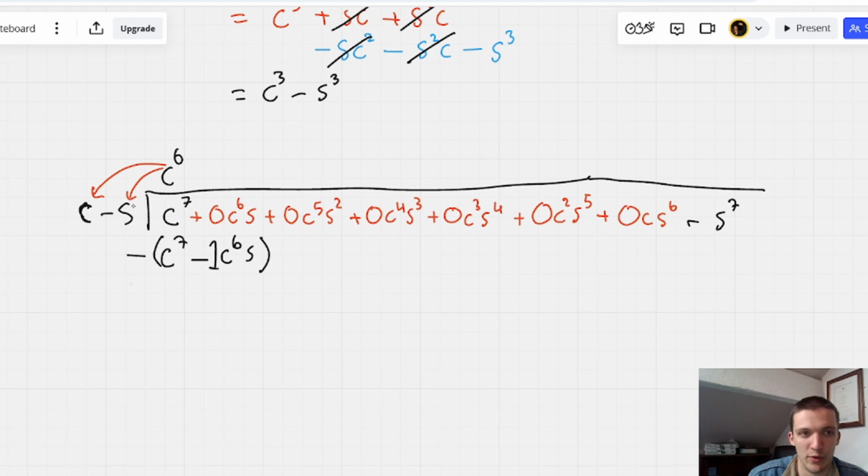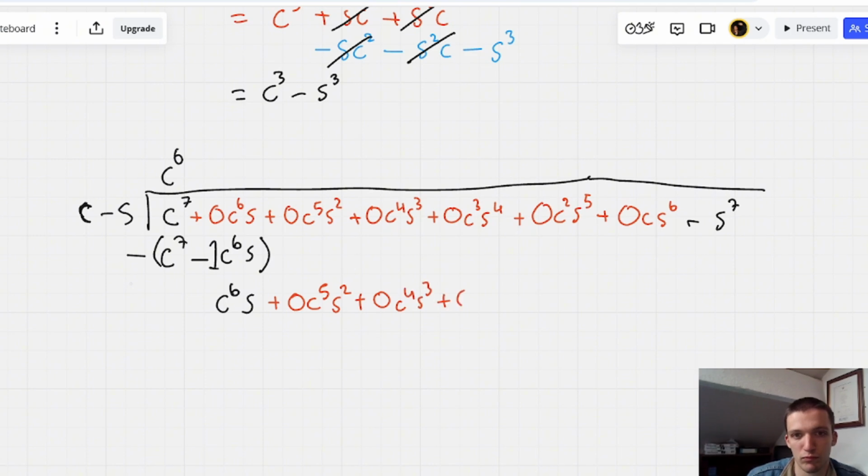Now what am I left with? Well, let me just tidy up slightly. What I'm left with is c to the 7 minus c to the 7 is 0, and 0 minus minus 1 of this c to the 6 s term, that's just going to give me c to the 6 s. And in fact, I'm going to write that in black. And I've still got 0 of these guys. And so it looks a bit like this.